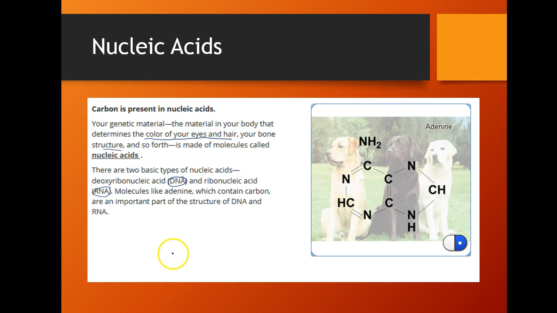Molecules like adenine are nucleotides, or the smaller subunits of DNA and other nucleic acids. And you can see that right here. Again, nucleic acids are essentially the important component of all genetic material in living organisms.